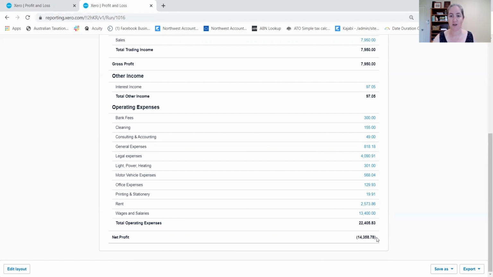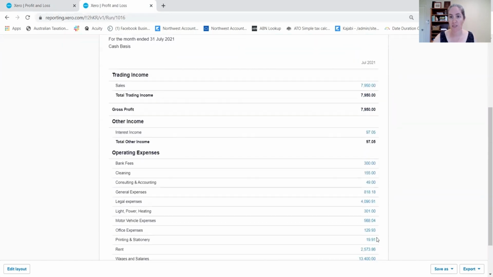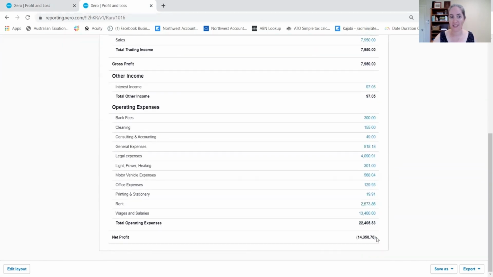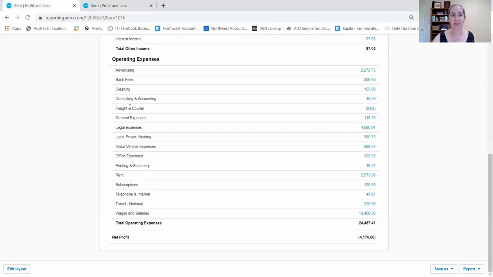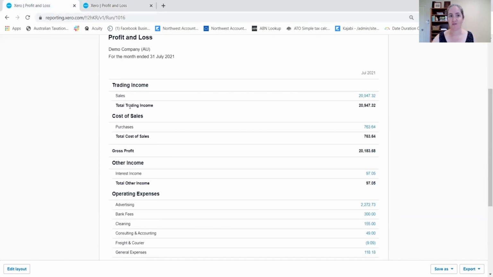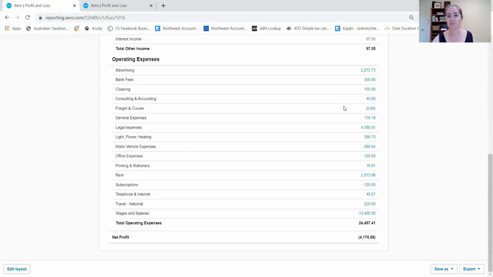of 14,358. Now, it's really hard to know what's going on with this business because we're only seeing one part of the story. We're only seeing the profit and loss, and we're definitely not seeing the rest of the story. So we're seeing the cash side of things, which we've spent way more money than what's come in. We've seen the accruals version of the profit and loss, which says we've invoiced nearly 21,000. We've spent out 24, so we've made a loss of 4,000. So a $10,000 difference there.